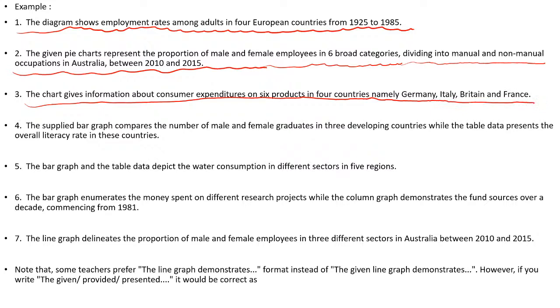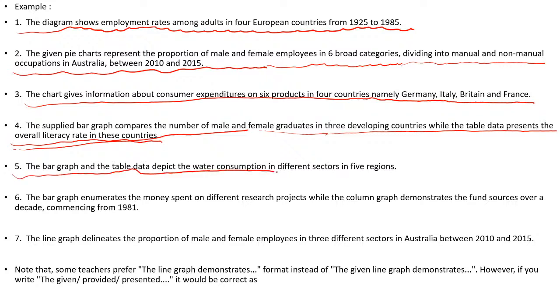Further, the supplied bar chart compares the number of male and female graduates in developing countries, while the table presents the overall literacy rate in these countries. The bar graph and the table depict the water consumption in different sectors in five regions. The bar graph enumerates the money spent on different research projects, while the comparison chart demonstrates the fund sources over a decade commencing from 1981.